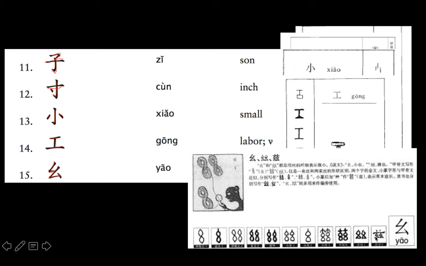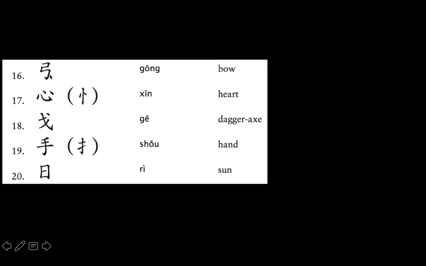Okay, group 4. Gong, xin, ge, shou, ri. Let's see how to write. Heng, heng, zhe, heng, shu, zhe, zhe, gou. Dian, xie, gou. Dian, dian. Pay attention to the position of the three drops. One is in the middle, two is outside. Heng, xie, gou. Pie, dian. Pie, heng, heng, shu, gou.